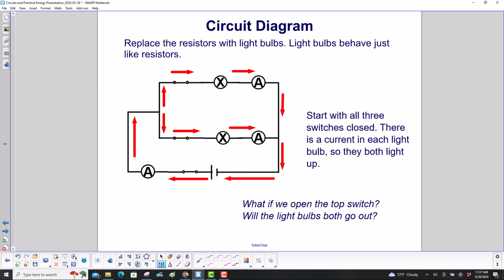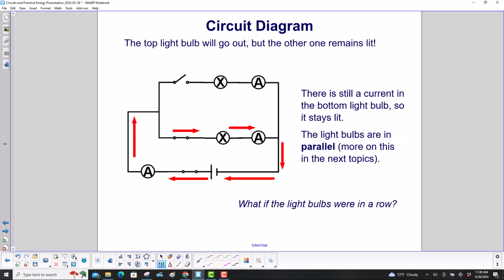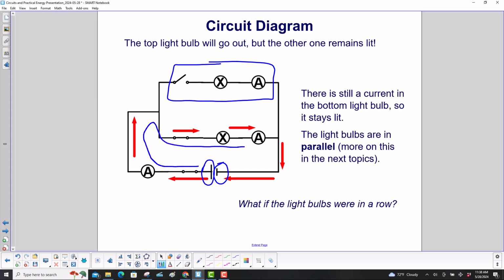Let's replace the resistors with light bulbs. And light bulbs behave just like resistors. Start with all 3 switches closed. There's a current in each light bulb, so they both light up. What if we open the top switch? Will the light bulbs both go out? No, the top light bulb will go out because there's no complete path for current to leave the positive side of the battery or cell and get back to the negative side. However, there is a complete path here, so that bottom light bulb stays lit. These light bulbs are in parallel. More on this in the next topics.